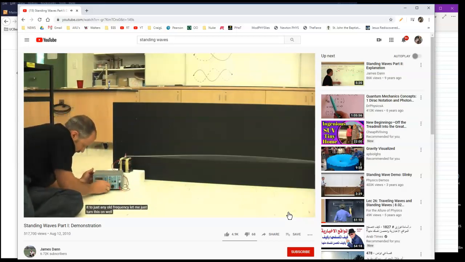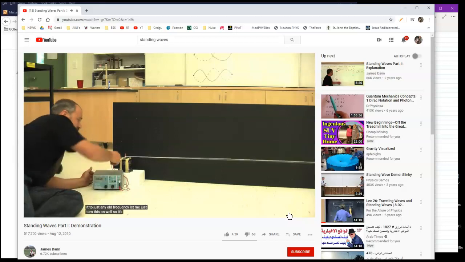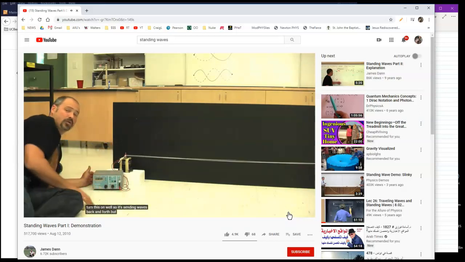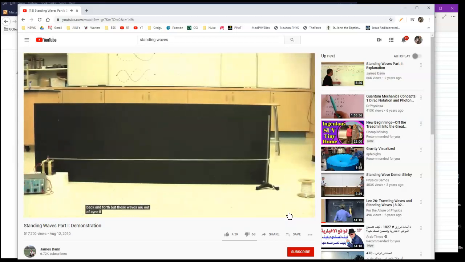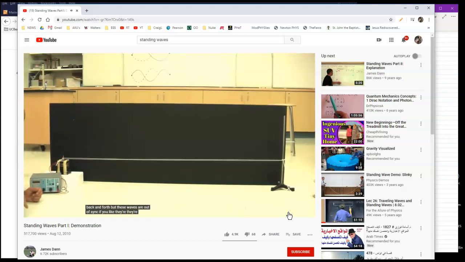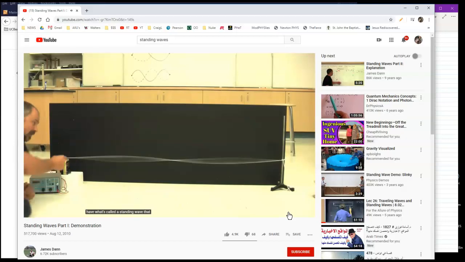Well, yeah, let's go. So it's sending waves back and forth, but these waves are out of sync, if you like. They're not exhibiting consistently constructive or destructive interference at any one point. But if I set it here, for example, I have what's called a standing wave.